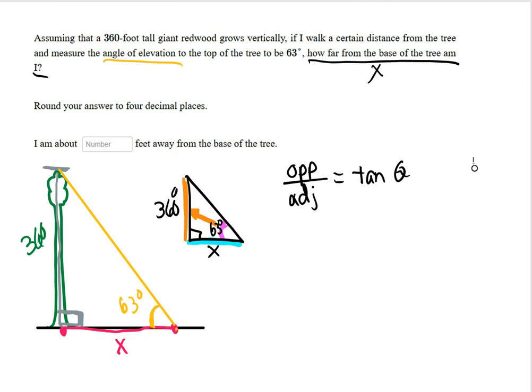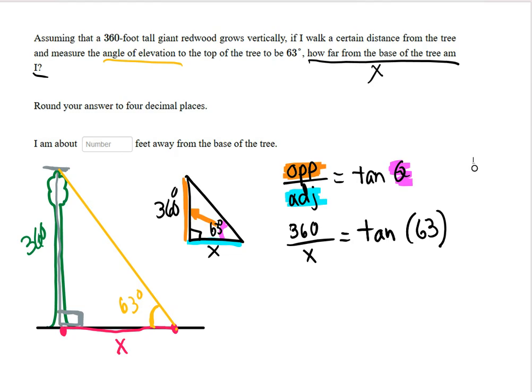And so my opposite side is the 360, right? Opposite side is the orange. The adjacent side is the blue. And my theta is that pink angle theta. So it's 360 over x equals the tangent of 63 degrees. This one's a little harder to solve because my x is in the denominator.